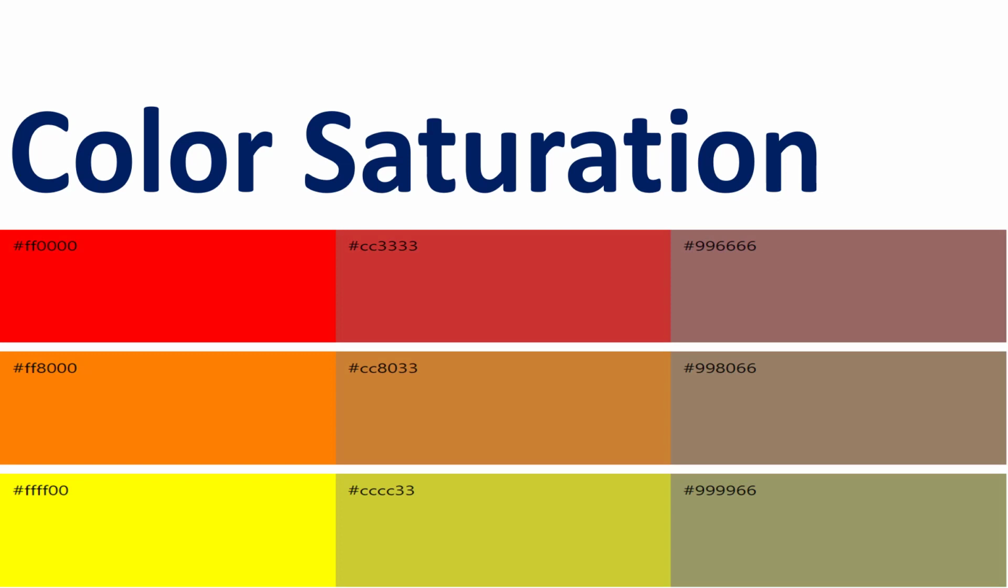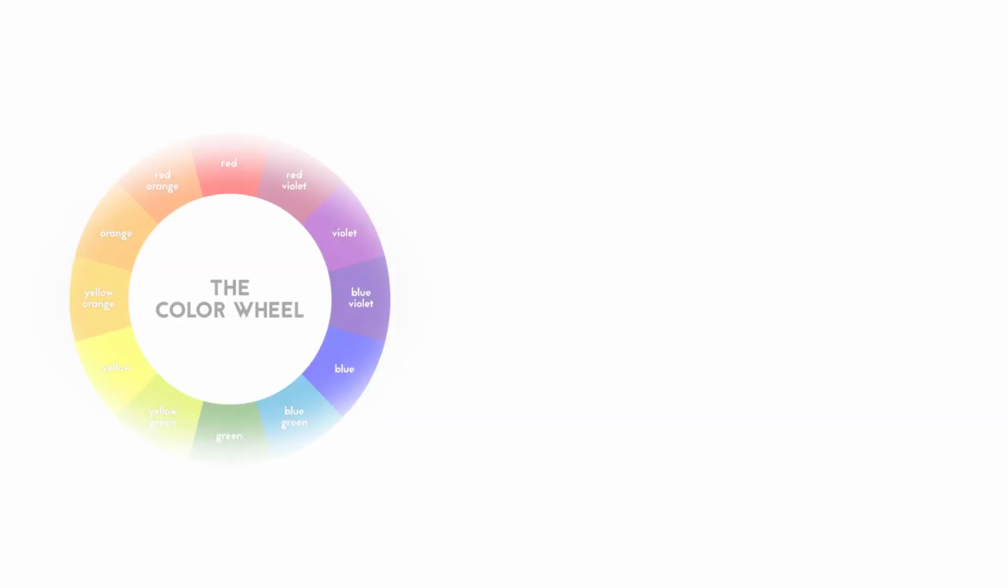Saturation is about intensity. Highly saturated colors are bright. Desaturated colors have less pigment. These three examples change the saturation for red, orange, and yellow hues.